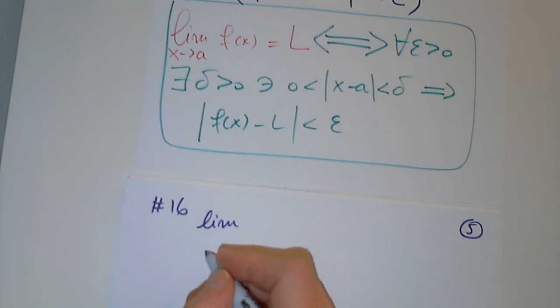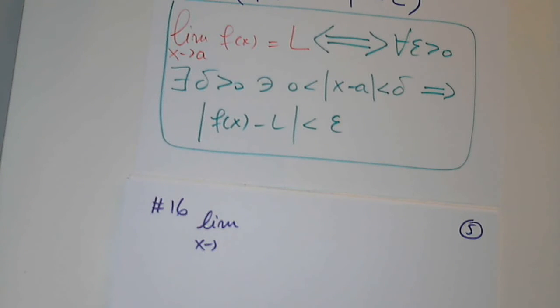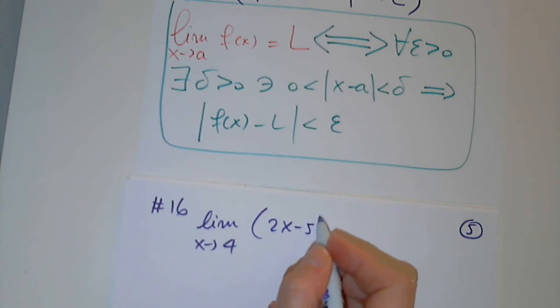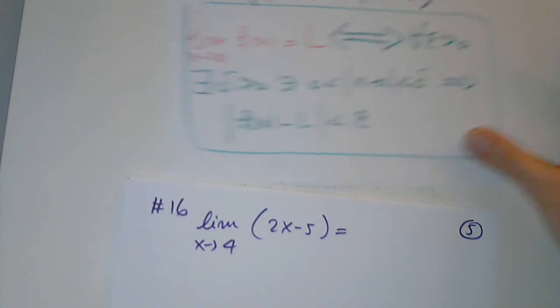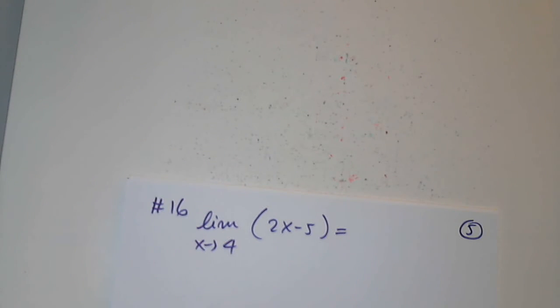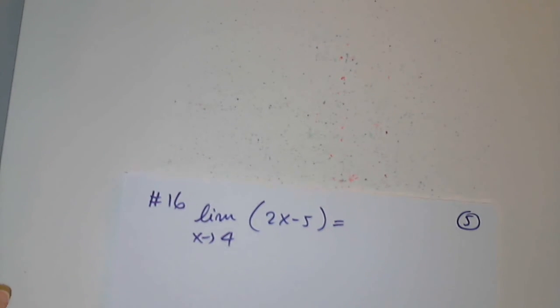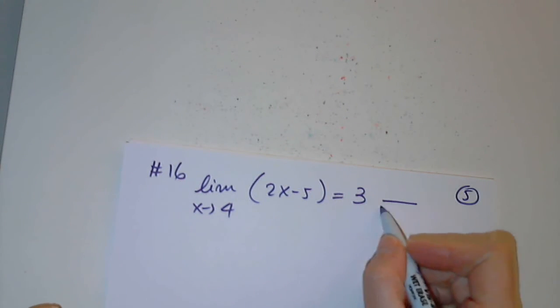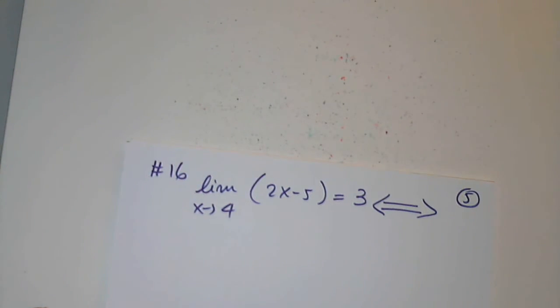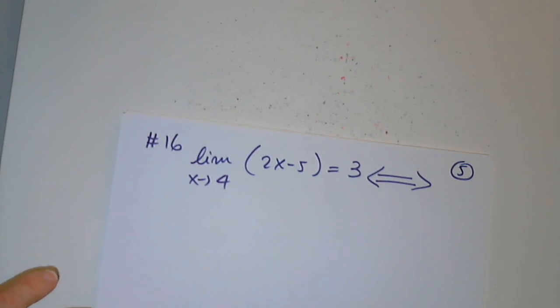So the limit as x approaches, I think it's negative, no, it's positive 4, of 2x minus 5. What do you think this is? It equals 2? Yes? How much? 3. Very good. This is equivalent to, I need the definition so I can refer back to it.